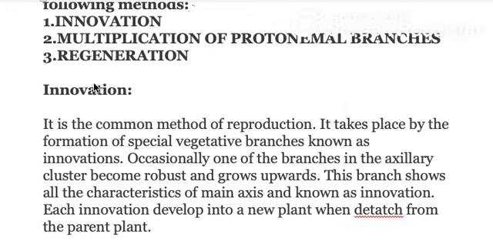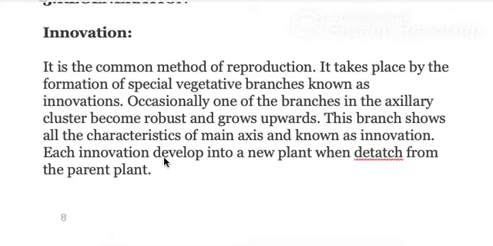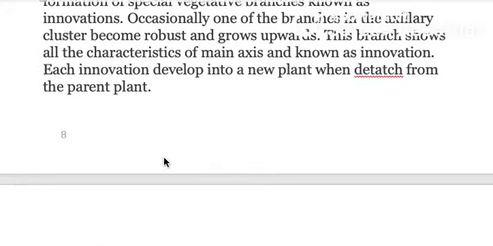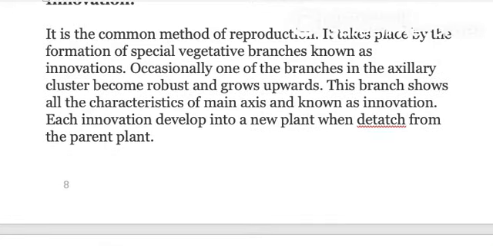So, in innovation, there is a common method of reproduction which is called innovation, which is the formation of these vegetative branches. Okay, so how does it work? Suppose now you have a stem. This is the stem, and from this stem, as you know, there are branching at the axillary region of the leaves, right?